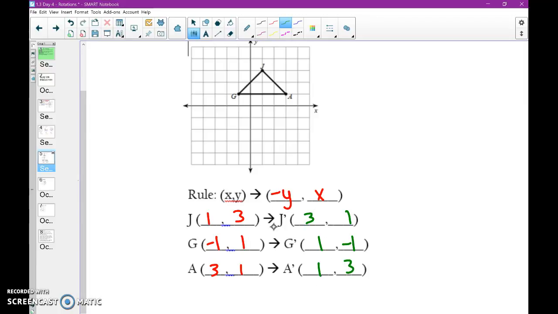Now all of the first numbers are going to change their sign. Remember, it's not just all become negative, it's all take the opposite sign. So 3 becomes negative 3, 1 becomes negative 1, 1 becomes negative 1. And there you have it. Those are your new rotated points. So J prime is at negative 3, 1 right there. G prime is at negative 1, oops, wrong spot, negative 1, negative 1. And A prime is at negative 1, 3. So this is J prime, G prime, A prime.